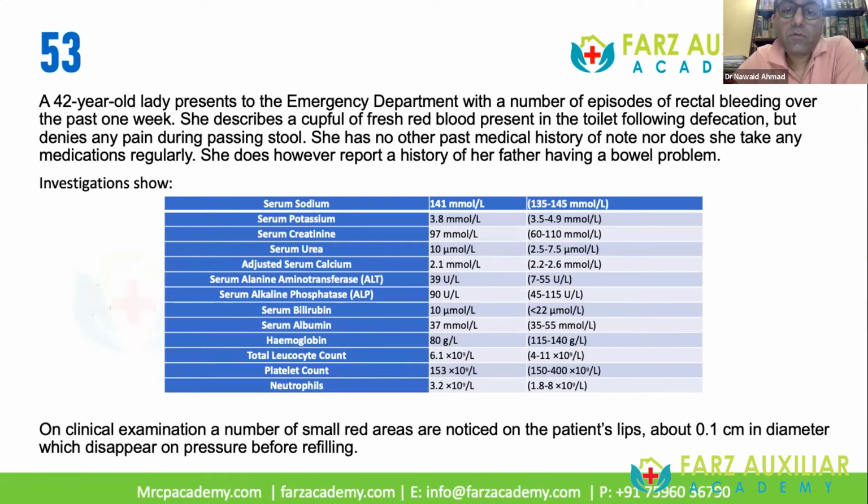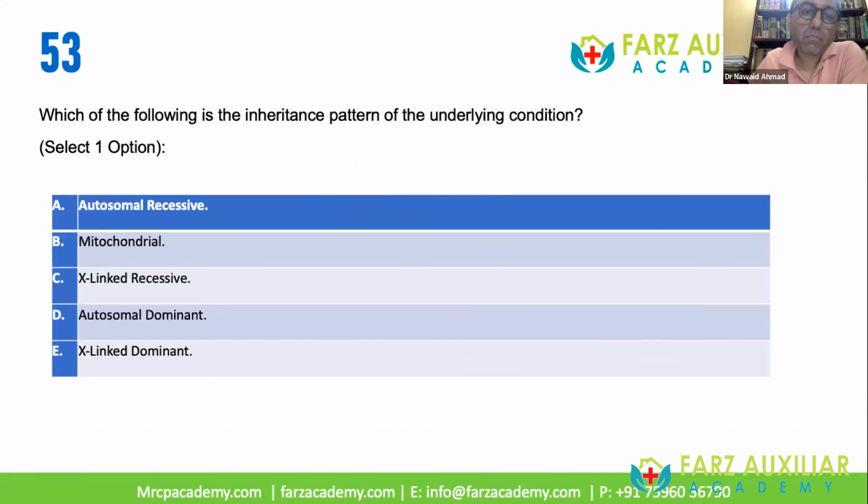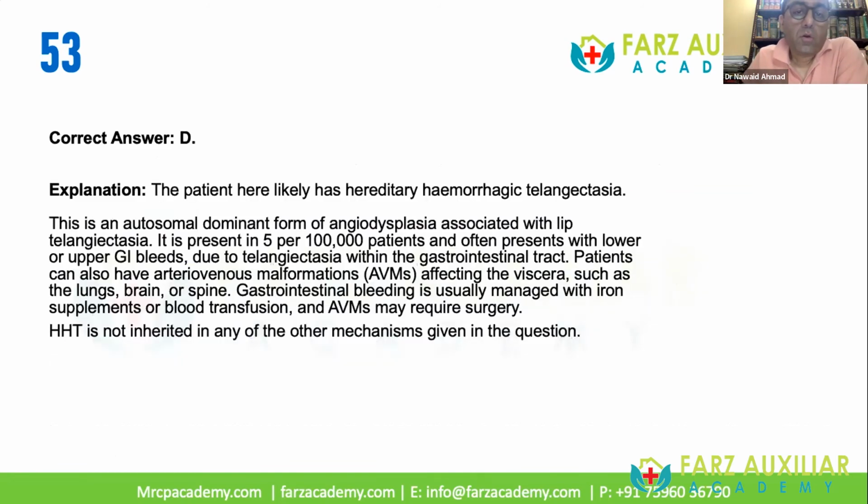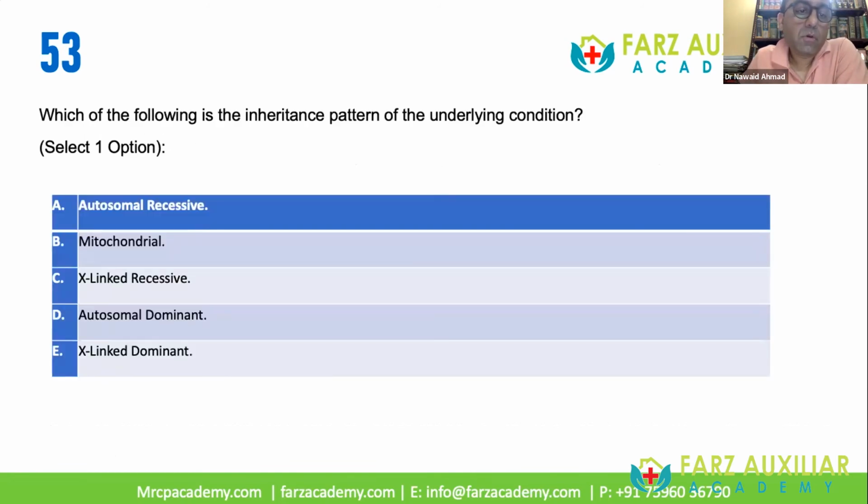All her investigations, as you can see, are within normal limits. Hemoglobin is low, obviously, because she is having PR bleeding. On clinical examination, a number of small red areas are noticed on the patient's lips. They are about 0.1 centimeter in diameter and disappear on pressure before refilling. Which of the following is the inheritance pattern of the underlying condition? You have to know that this is hereditary hemorrhagic telangiectasia, and this is autosomal dominant, which is option D.